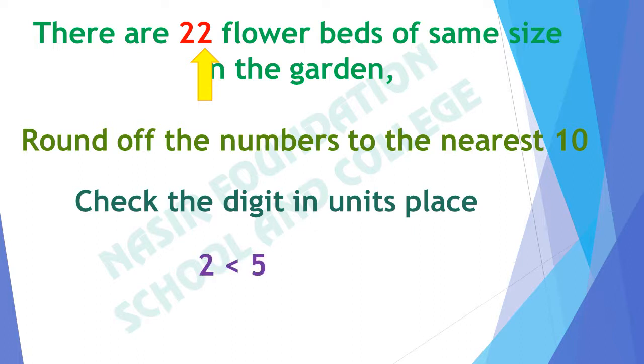2 is less than 5. It means we will not change the digit in the tens place. In the units place the digit will become 0, as all the digits on the right hand side will become 0. It means 22 is nearly equal to 20.